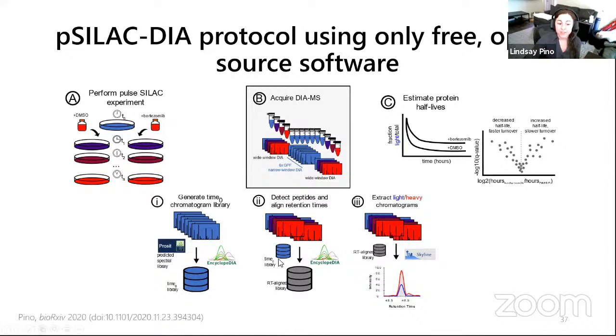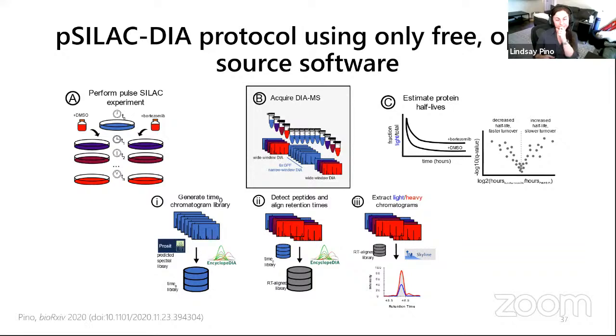Then using that time 0 library, again in EncyclopeDIA, I detect all the peptides in all of my samples throughout the pulseSILAC time course. And what that does is it performs a retention time alignment for me. So now I have all of the peptides that are detected and the retention times aligned. And now I can use Skyline to pull in those chromatograms for the light and the heavy paired proteins. This is very quick to do in Skyline.